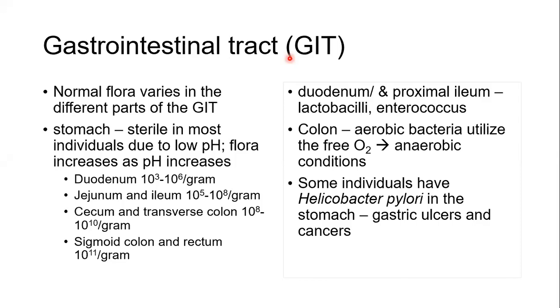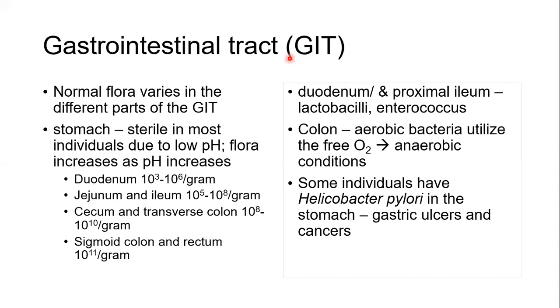Then the GIT. The GIT, I think, currently is the most widely studied system in terms of the normal flora. And the normal flora varies based on the different parts of the GIT. The stomach is relatively sterile in most individuals due to the acidic pH that is found in the stomach. But as you move from the stomach distally, the pH increases, and therefore the normal flora also increases.